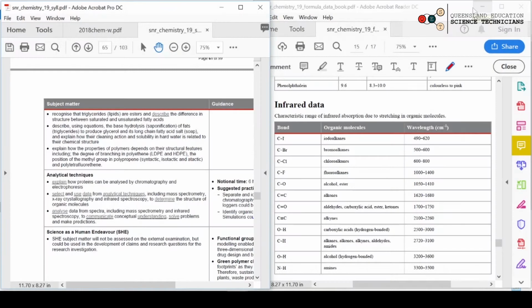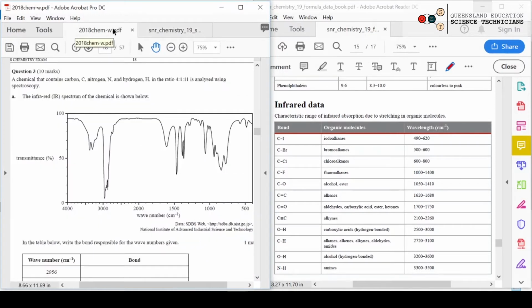So our syllabus says that we have to both be able to select and use data from different analytical techniques to work out the structure of organic molecules, as well as analyze data from spectra. And in this case, it only mentions mass spectrometry and infrared spectroscopy to solve problems and communicate our conceptual understanding as well as make predictions. So let's look at an example question that actually involves some of this.